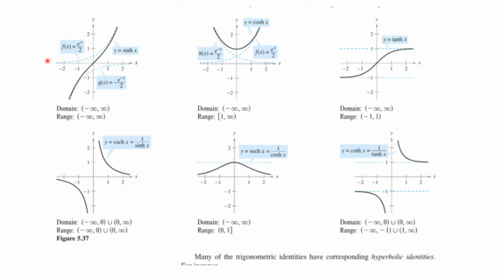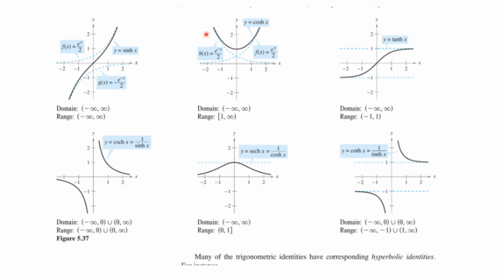These functions, of course, have graphs. Here's the graph of the hyperbolic sine, or cinch, and what you see here is the difference between f of x equal e to the x over 2 and g of x equal e to the minus x over 2. You get this; the domain and range are minus infinity to infinity.